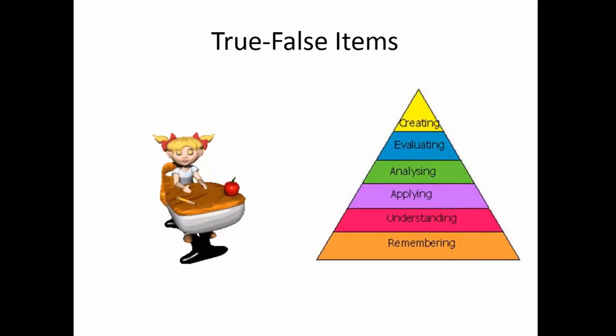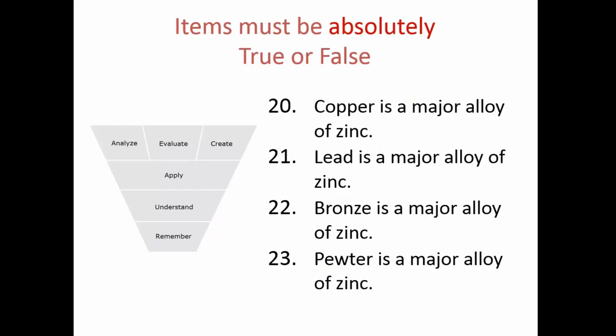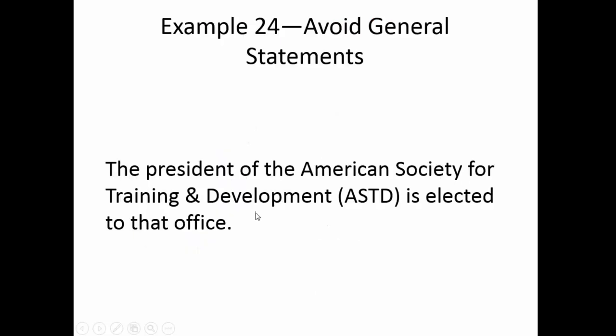Now let's talk about true-false items. True-false items have to be absolutely true or absolutely false. And true-false items can only be measuring the lowest level, remember. So if you are going to use true-false, just know that you're getting at no higher level, you're just getting at do they know the facts. So copper is a major alloy of zinc. That is true or false. And that's the kind of question that you need to be asking in multiple choice. So here's an example of how people and students do read stuff in.